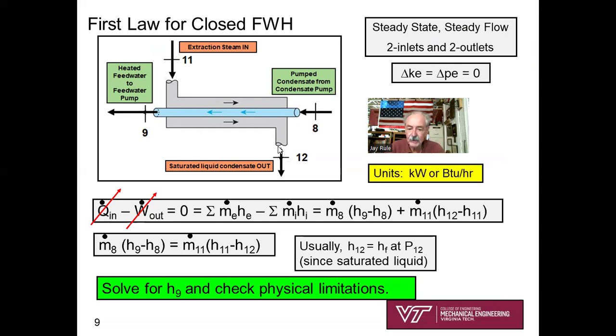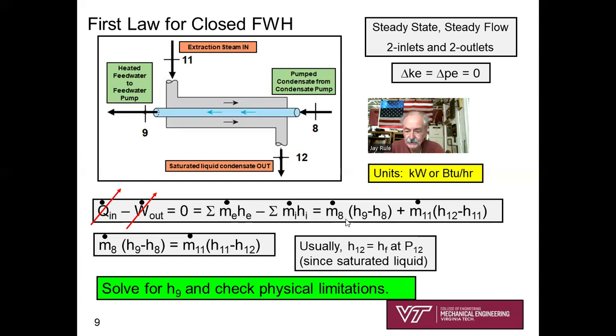Okay. Let's write the first law for our closed feed water heater. That'll be 2 inlets and 2 outlets, steady state, steady flow. No heat transfer from the casing or the surface of the heat exchanger to the surroundings. So heat transfer for that open system, 2 inlets, 2 outlets, is 0. And also, we're not lifting a weight. So on the left-hand side of the first law, Q dot in is 0, minus W dot out, 0. So 0 equals the sum of the m dot leaving times h leaving, minus the sum of the m dot in times h in.